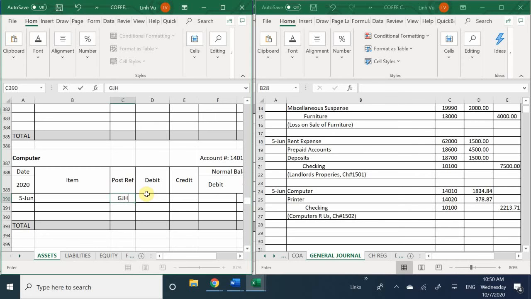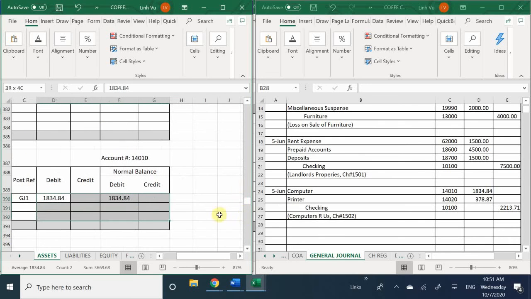You're placing it in its proper account. So this is assuming you're acquiring the computer, and we got it for $1834.84. That means my debit balance is, in case I return this computer, how much I'm actually going to get back from the vendor.